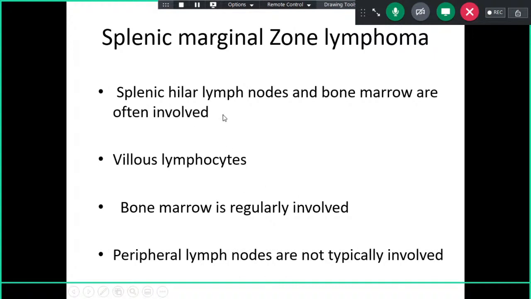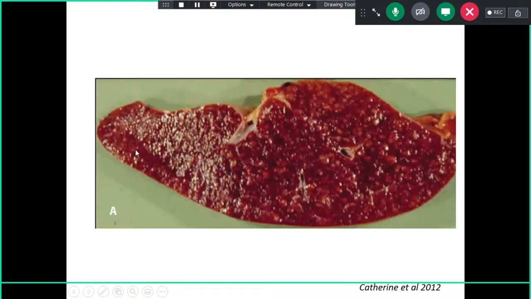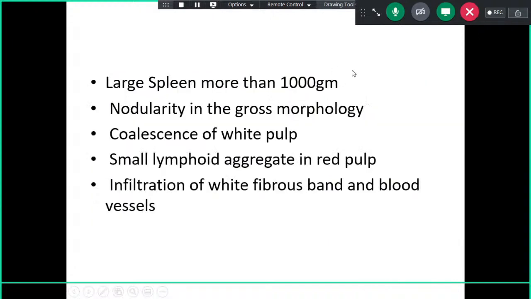The splenic hilar lymph node may be involved, as I told, it is a regional lymph node. You find villous lymphocytes in the peripheral blood. So how do they look? You find multiple back-to-back nodules in the spleen. In the gross morphology, you will find more than 1000 gram spleen with nodularity, coalescence of the white pulp.